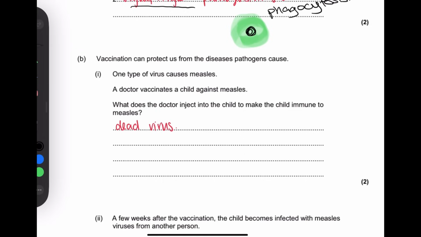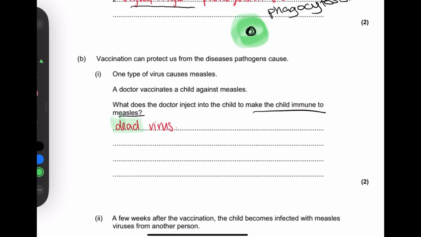B, vaccination can protect us from the disease pathogens cause. I, one type of virus causes measles. A doctor vaccinates a child against measles. What does the doctor inject into the child to make the child immune to measles? This is basically what they're asking, even though they gave us so much information. The question is asking, what do you put in a vaccine so that it can work? And the answer is always dead virus.